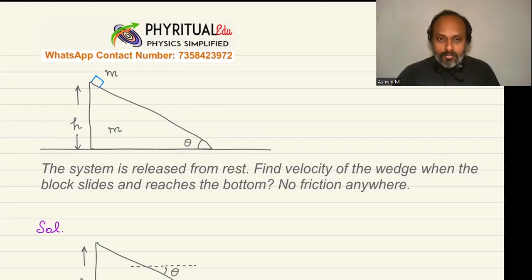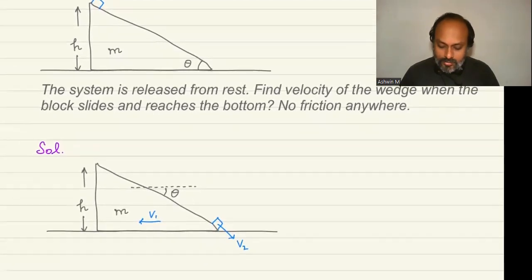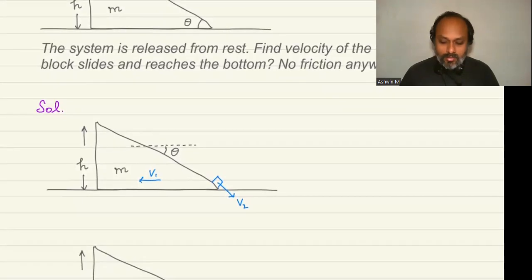Yeah, so hopefully now you have tried it out. Let's see what happens in this particular question. Here is the first mistake which should be avoided. Of course, the wedge is going to be moving towards the left. So when the block has reached the bottom, let's say the wedge has some velocity v1, and mistake number one is assuming that the velocity of the block with respect to the ground is going to be down the wedge.